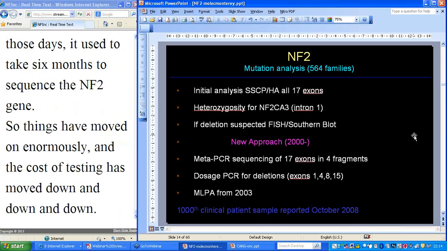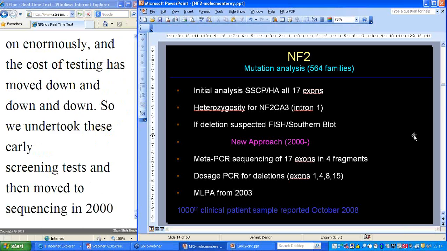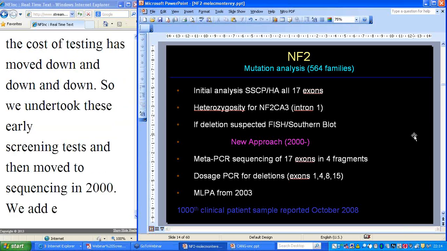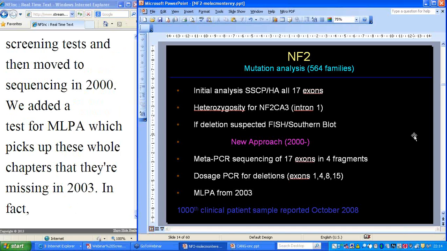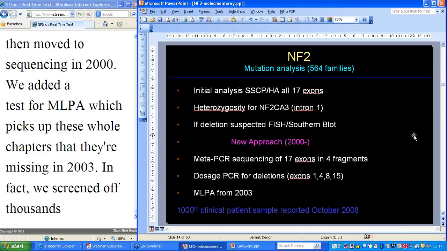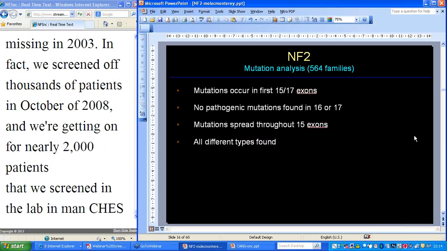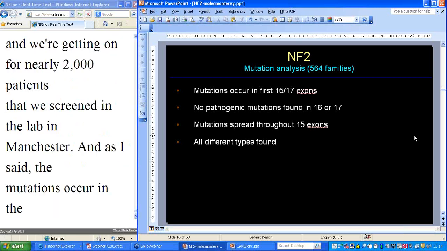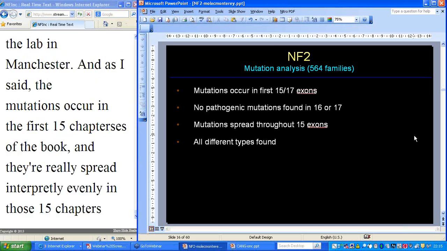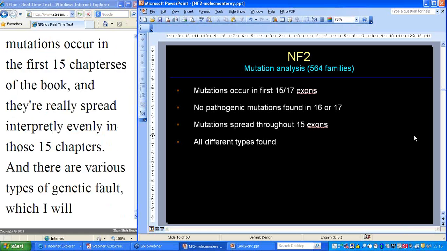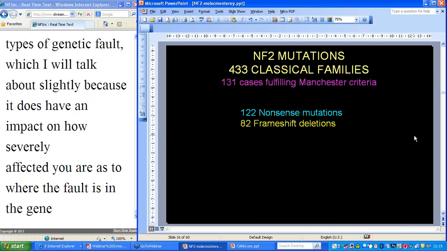So we undertook these early screening tests and then moved to sequencing in 2000, and we added a test called MLPA, which picks up these whole chapters that go missing, in 2003. And in fact, we screened our 1,000th patient in October 2008, and we're getting on for nearly 2,000 patients that we screened in the lab in Manchester. And as I said, the mutations occur in the first 15 chapters of the book, and they're really spread pretty evenly in those 15 chapters. And there are various types of genetic fault, which I will talk about slightly, because it does have an impact on how severely affected you are as to where the fault is in the gene, but also the type of genetic fault.